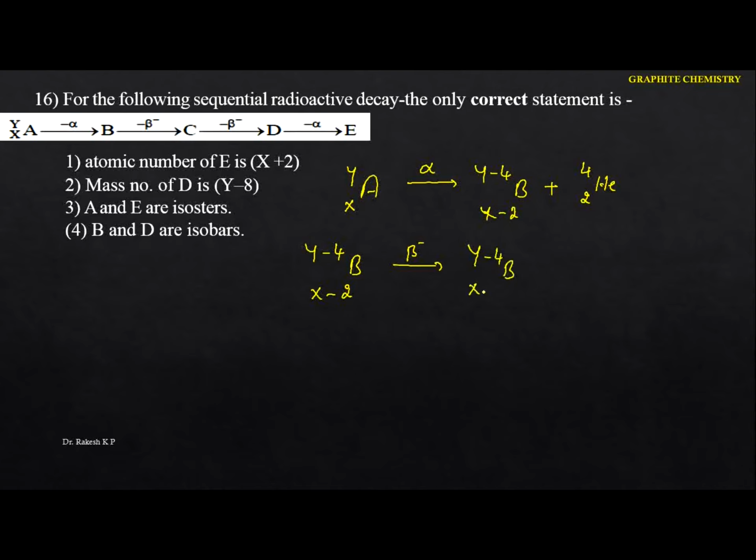Okay, that means X minus 1. That means there is an increase in the proton. So by decreasing the neutron, you are going to get like this.